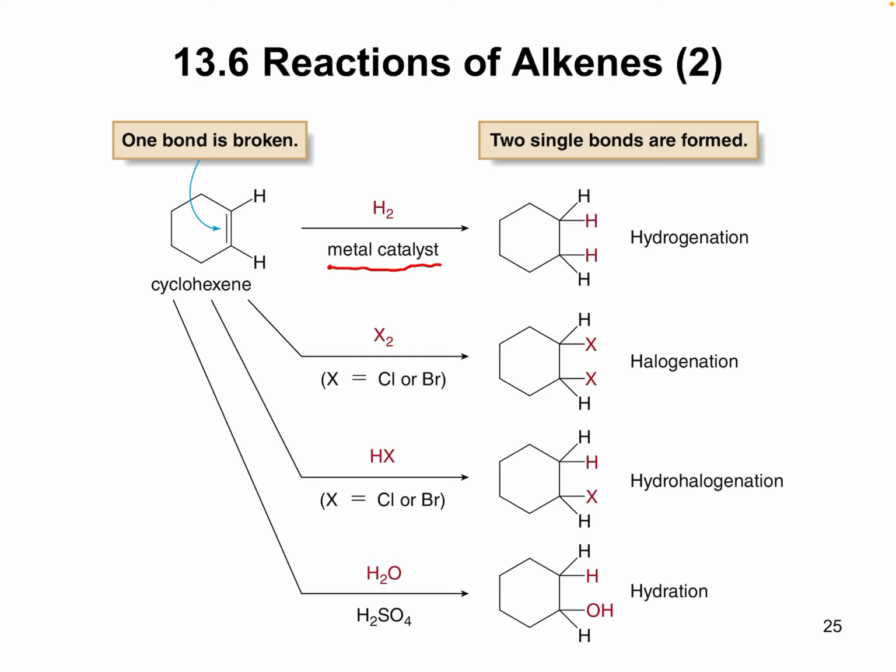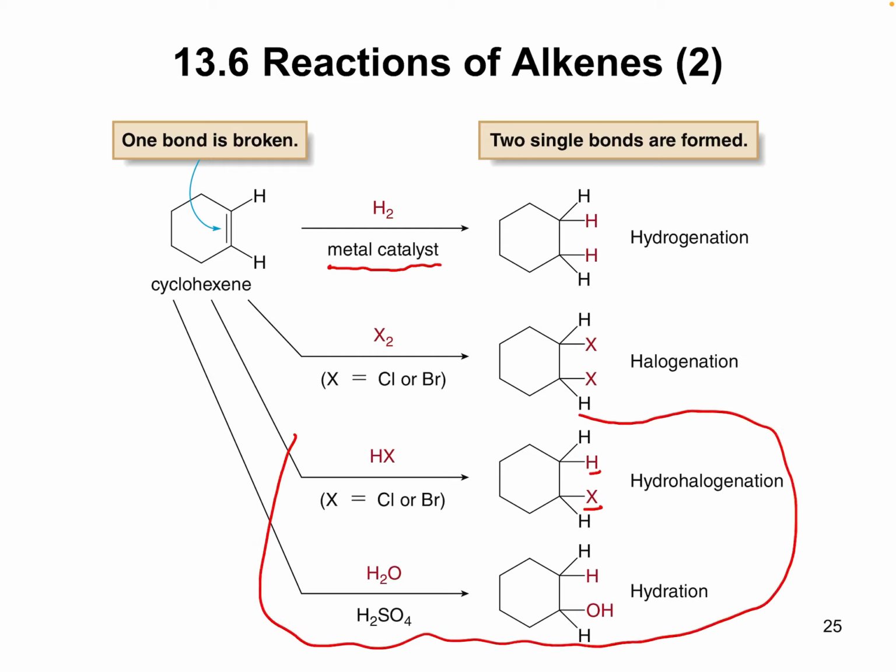F2, it's possible to do it, but most of the time that's a little too reactive, and you get explosions when you try to add F2 to alkenes. So most of the time when people do this, they add Cl2 or Br2. It's easier to control that way. You can also add HCl or HBr across a double bond, and in that case we call it hydrohalogenation. In the end, the hydrogen ends up attached to one of the carbons where the carbon-carbon double bond was, and the halogen ends up attached to the other carbon.